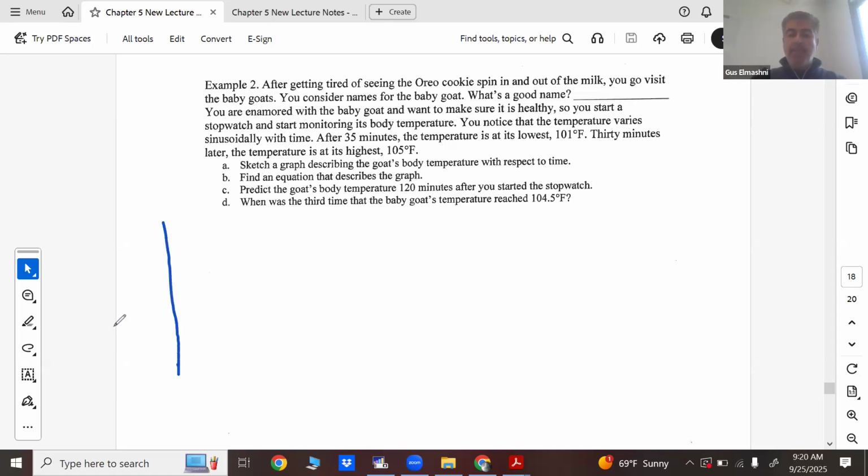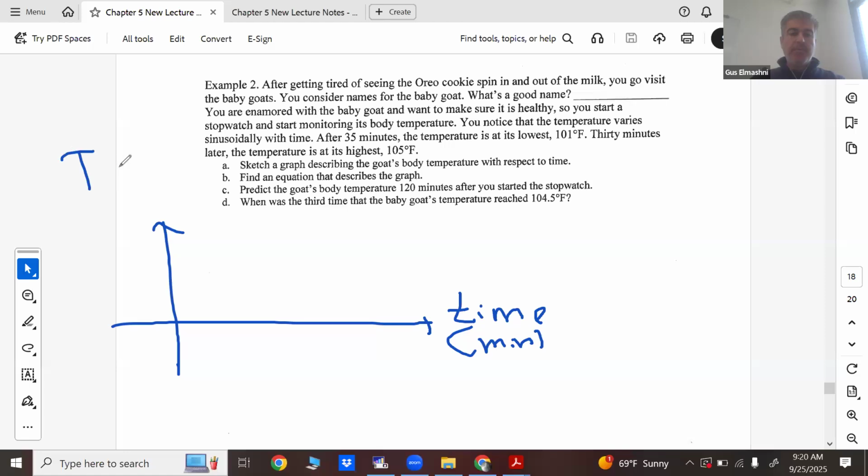So we're gonna do a quick graph. We're gonna let time be x. So time will be in minutes, of course. We'll let temperature be y. That will be in degrees Fahrenheit.